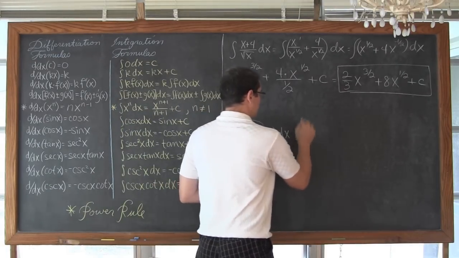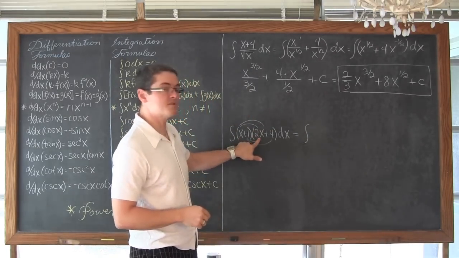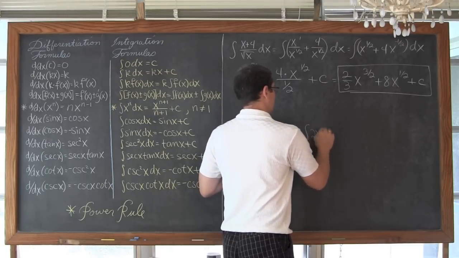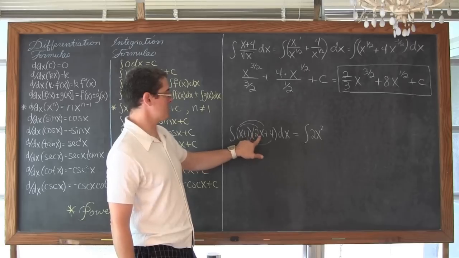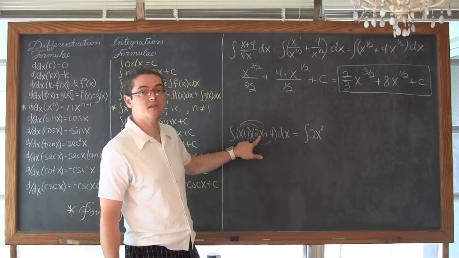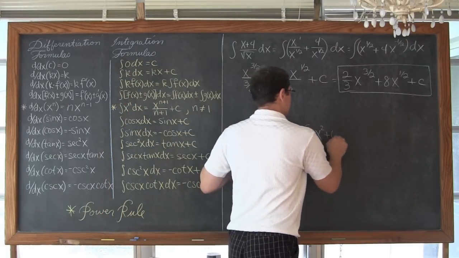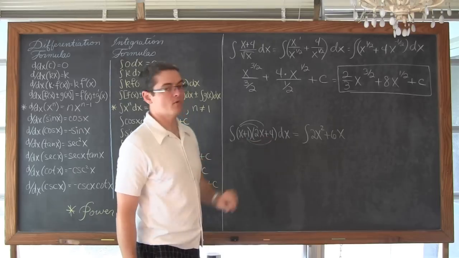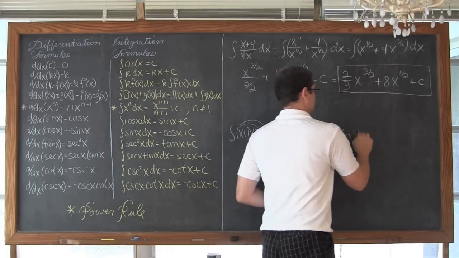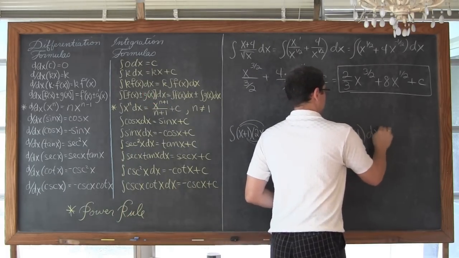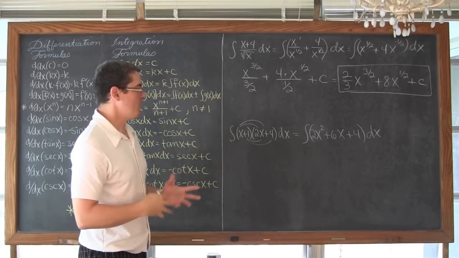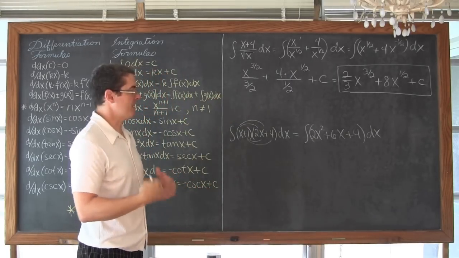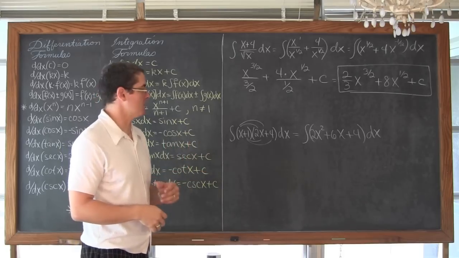So we have the integral of x times 2x, which is 2x squared. X times 4 is 4x, and 1 times 2x is 2x, so 4x and 2x make 6x. And 1 times 4 is equal to 4, all with respect, of course, to dx. So now we can find the antiderivative of each of those three terms.